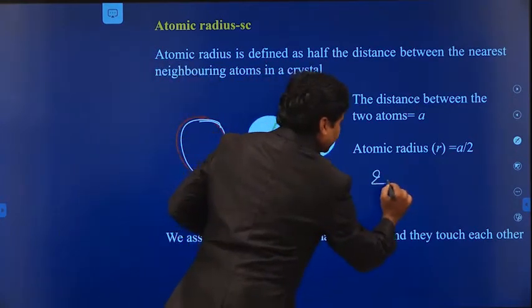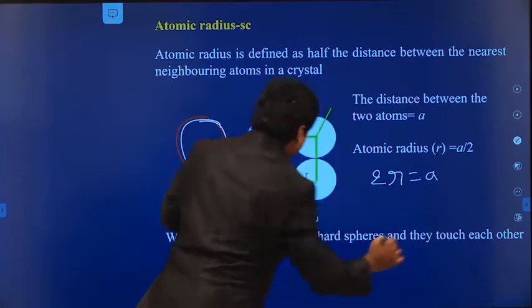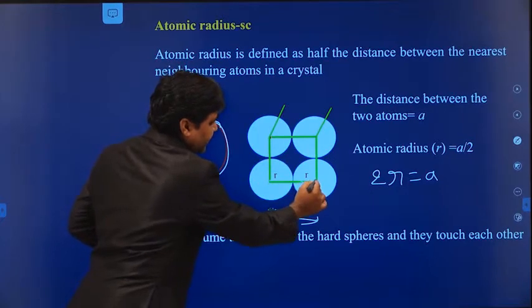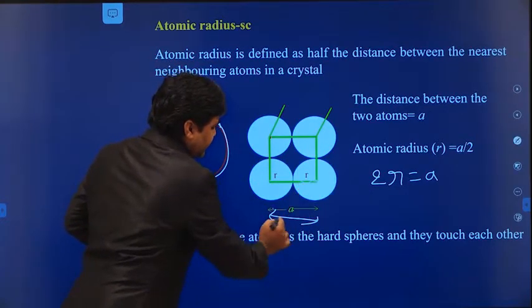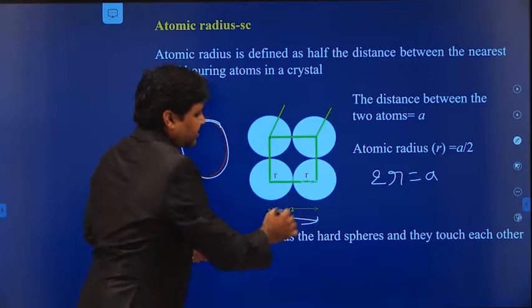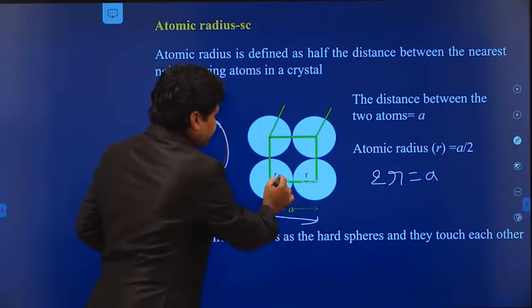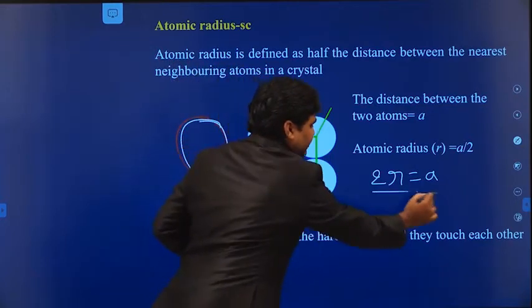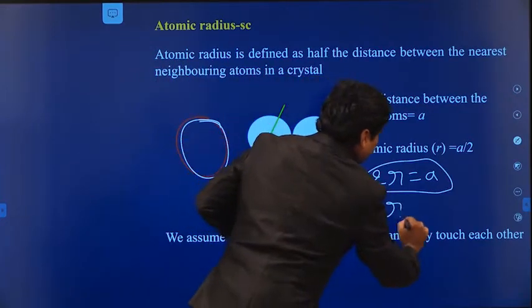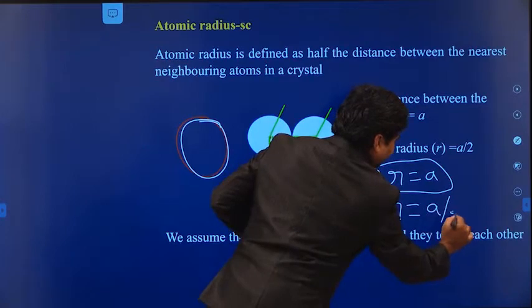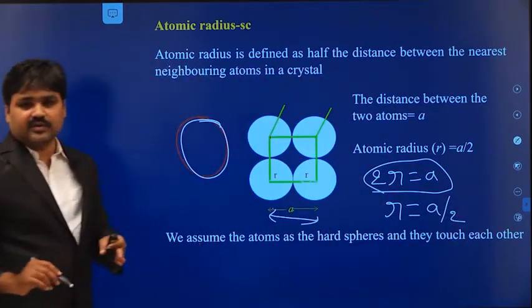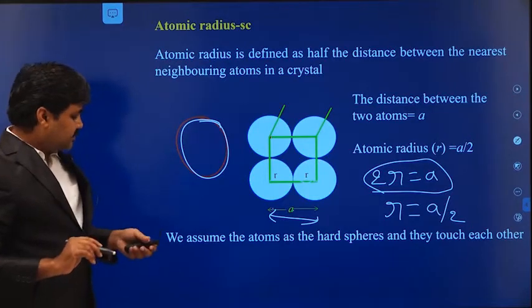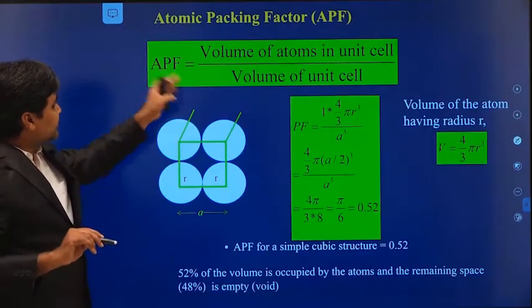So 2R is equal to a, because a is the lattice constant, the separation between the lattice point representing this atom and the lattice point representing this atom. Hence from this we can calculate that the radius is equal to half of the lattice constant. So R equals a by 2. This is called the atomic radius for the simple cubic lattice. So the next one is the atomic packing factor.